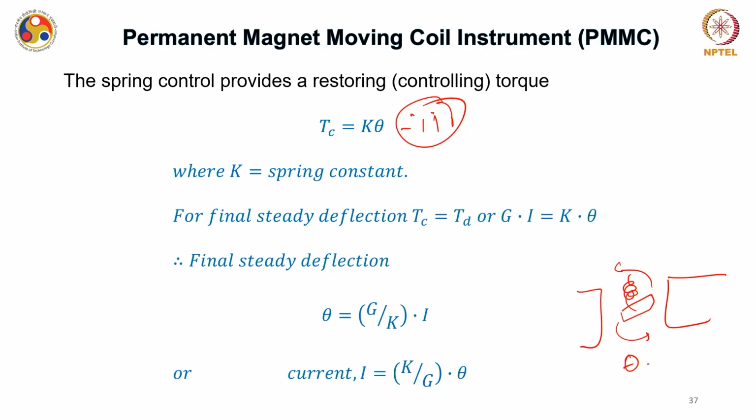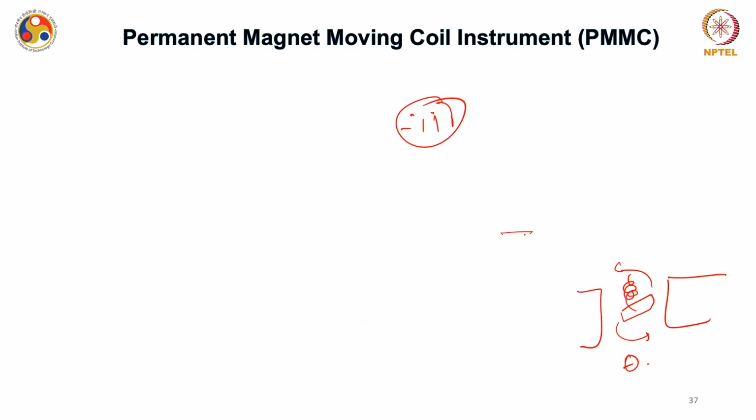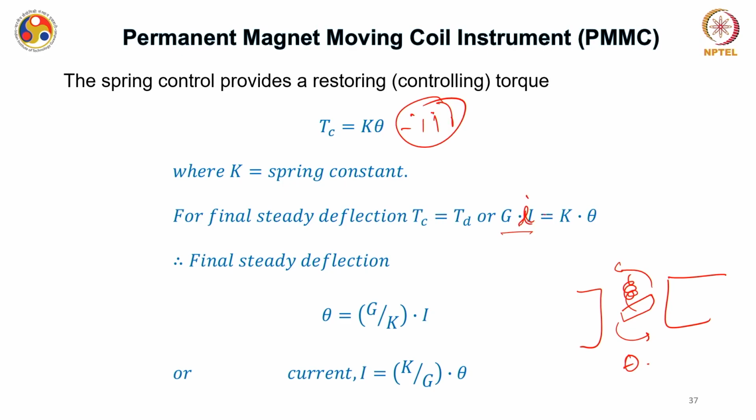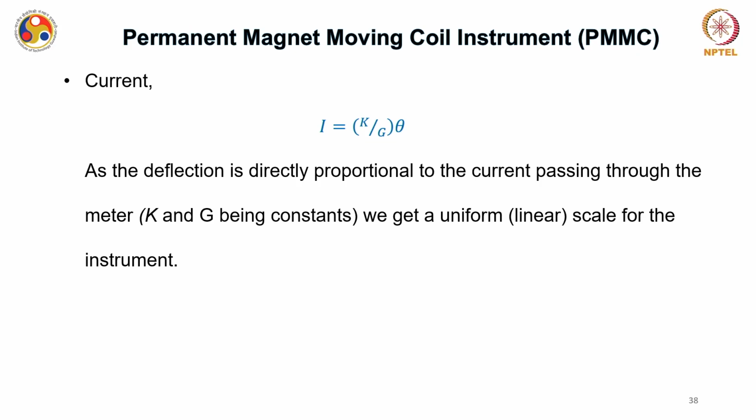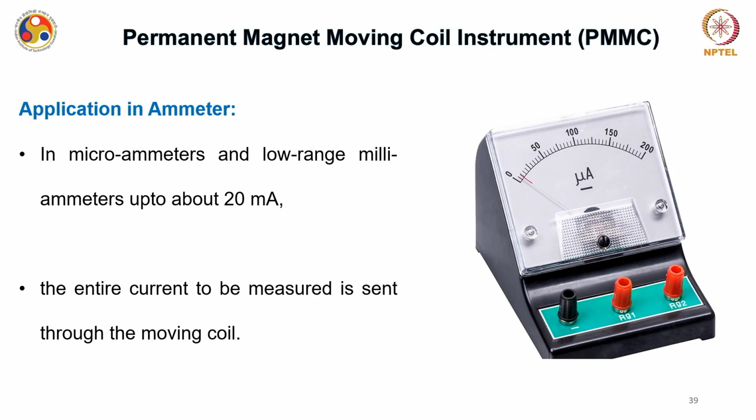So when Tc equal to Td, Gi is equal to k theta, or theta equal to G by k into I. So the current I is equal to k by G into theta, where k by G is a constant. So this current is again directly proportional to the deflection, and that is why we discussed that the scale of the PMMC tool is linear in nature. As the deflection is directly proportional to the current passing through the meter, where k and G both are constant, we get a uniform scale for the instrument.